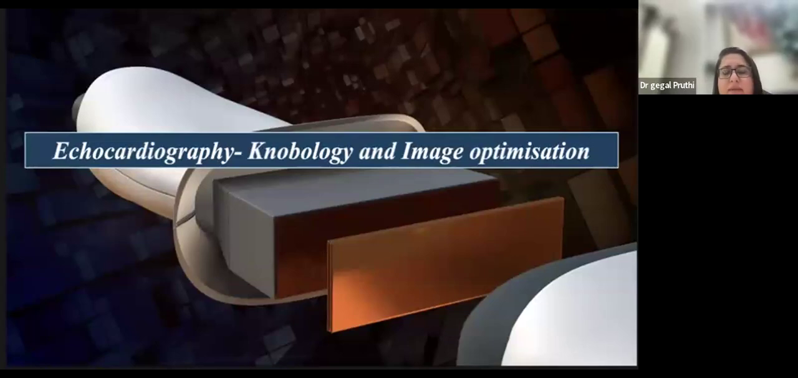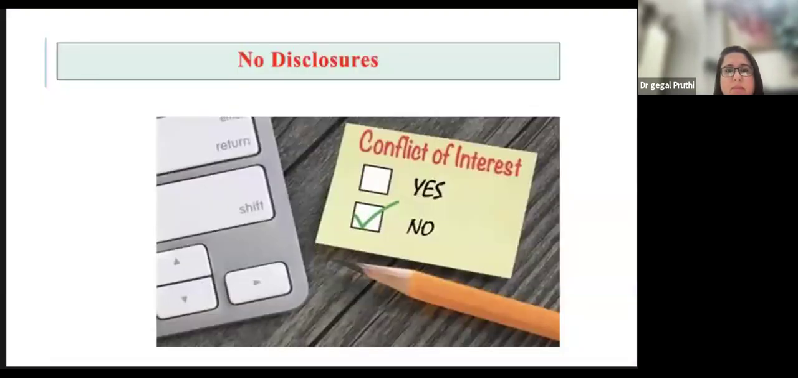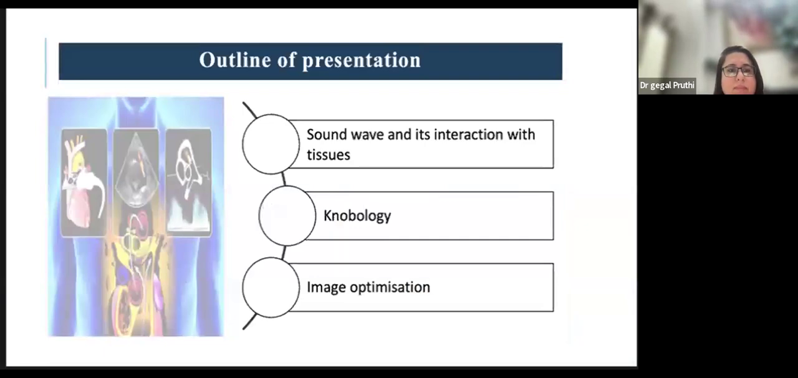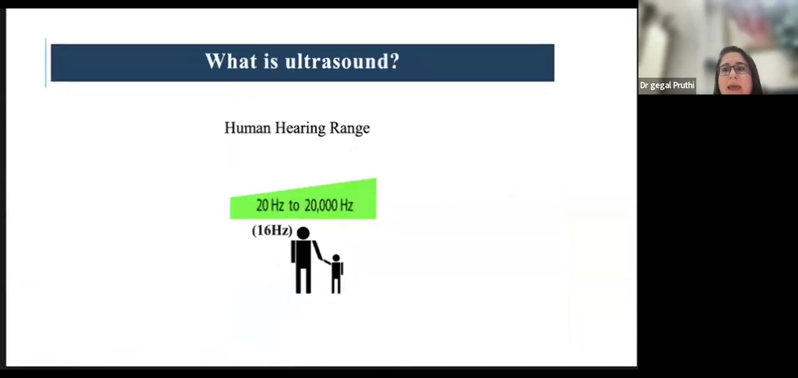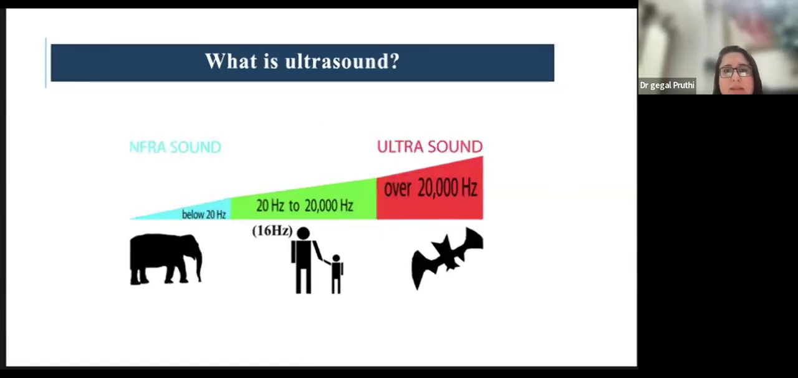Okay. Good morning, everyone. Thank you, Muralidhar sir. I would like to start with Knobology and image optimization. My presentation will include, first of all, the basics, that is sound waves and their interaction with the tissues, and then Knobology and image optimization. As we know, the human hearing range is from 20 hertz to 20,000 hertz, and frequencies above the hearing limit are known as ultrasound.